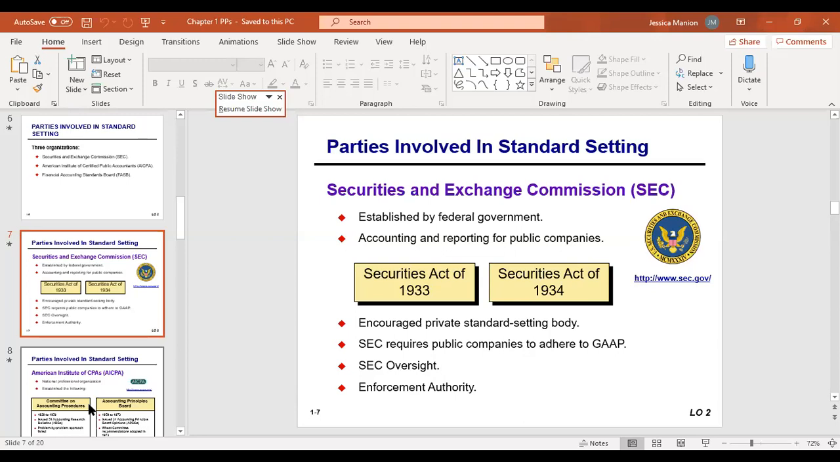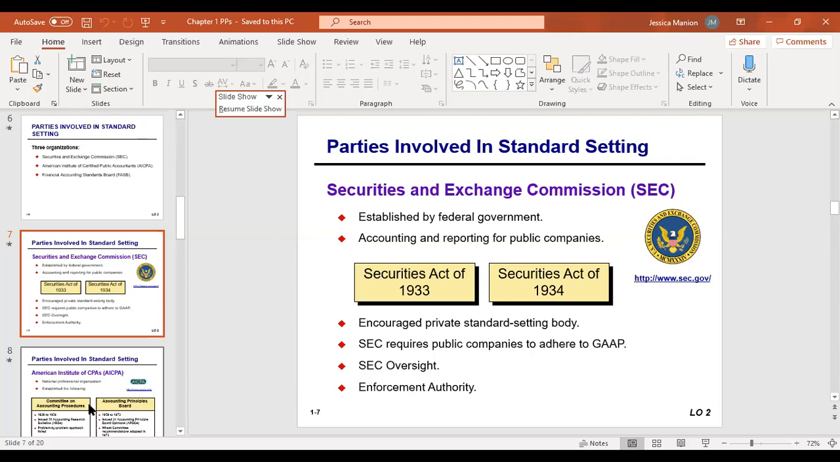And then the enforcement authority. Basically, if the Securities and Exchange Commission finds a problem with a publicly traded company, they send a deficiency letter to the company. In most cases, companies will resolve these deficiencies pretty quickly, right? Because a company definitely doesn't want to be caught in a feud with the Securities and Exchange Commission, right?